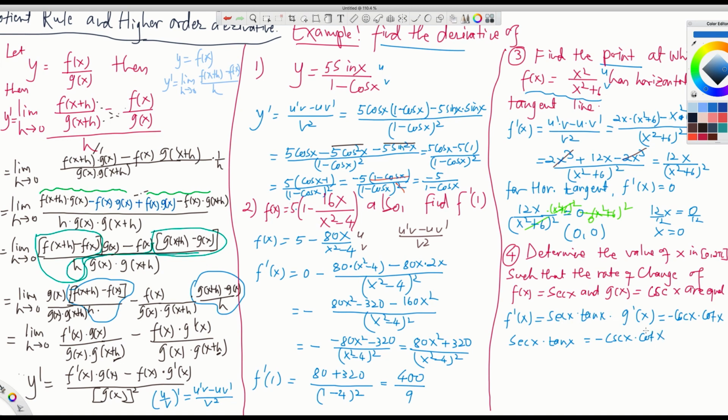You see that? So what you can do next is change all of them into sine and cosine. What do you get? It is 1 over cosine x times sine x over cosine x equals negative cosecant x, which is 1 over sine x, right? Because the reciprocal of cosecant is sine, the reciprocal of secant is cosine, and the reciprocal of cotangent is tangent, right? That is cosine x over sine x.